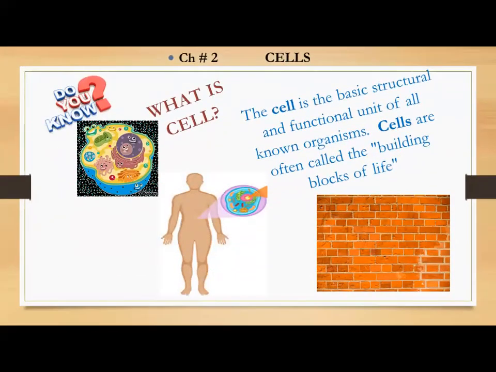Okay, so first of all, what is a cell? The cell is the basic structure and functional unit of all known organisms. Cells are often called the building blocks of life. All the living organisms are made up of cells. So that is why it is called the building block. Because without a cell, a living organism will not exist.